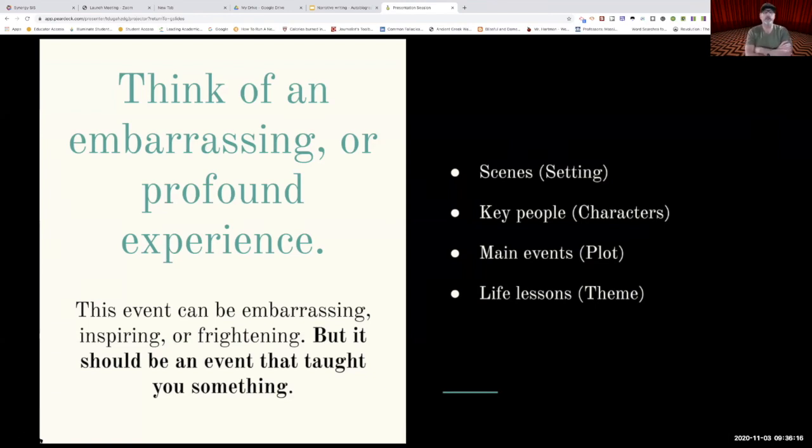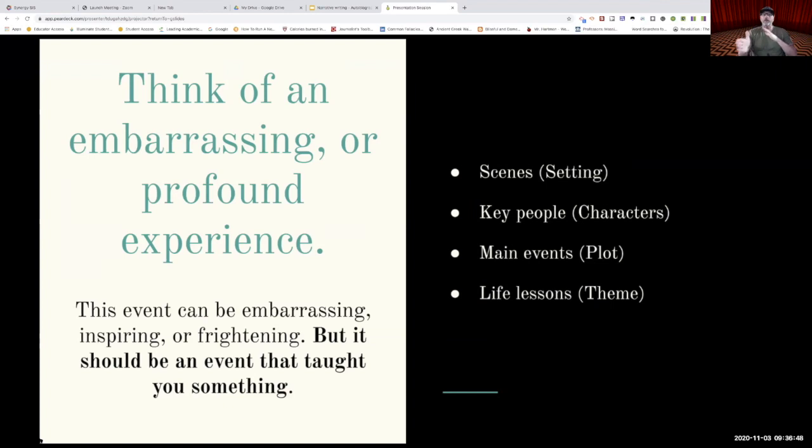So it's not supposed to be a finished product, at least in terms of, oh, okay, I have it all done. It's literally you thinking out loud. It's just getting ideas down in a central location. That's all a circle map is for us, at least in this context. So again, this event can be embarrassing, it can be inspiring, frightening, it can be all the above, but it should be an event that taught you something.